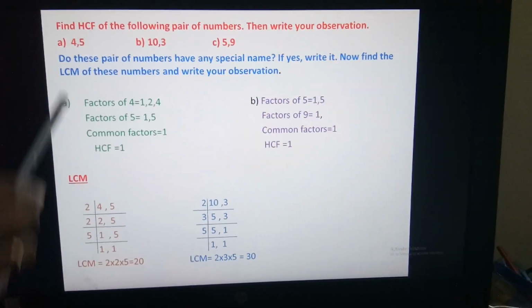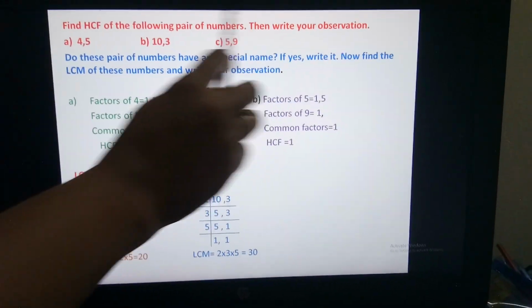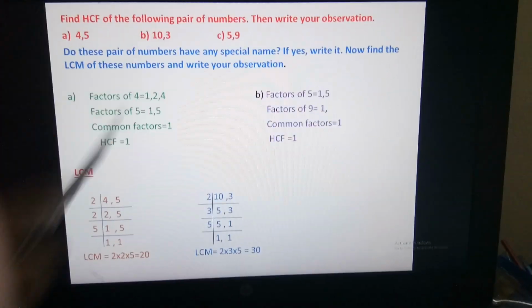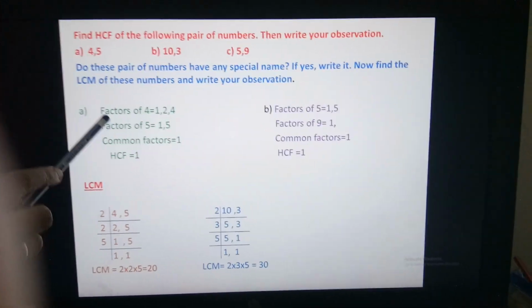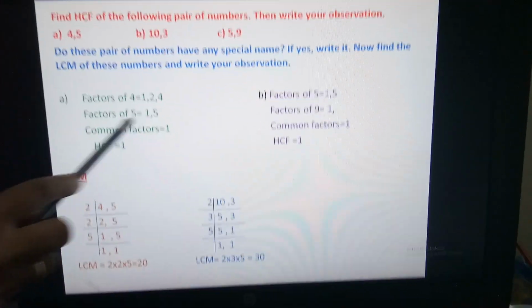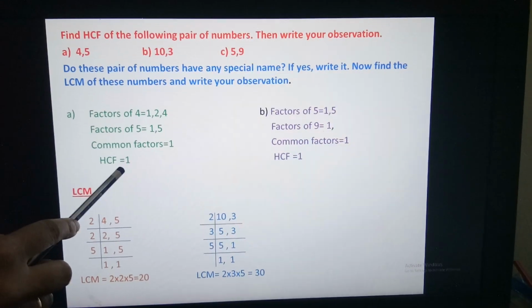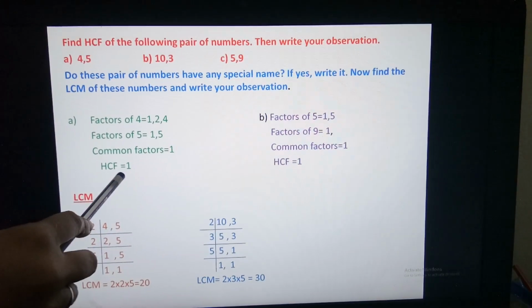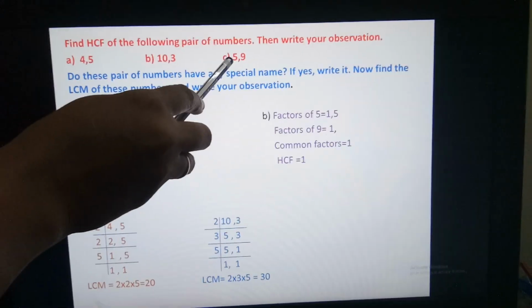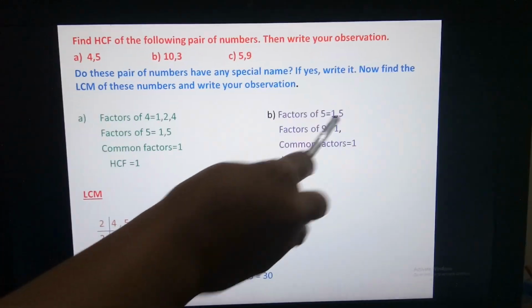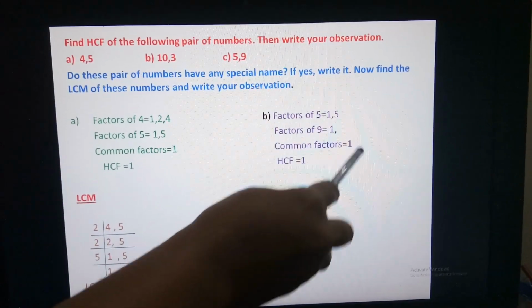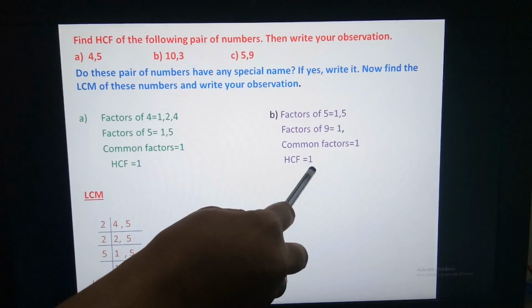So first, let's start one by one. First we have to find the HCF. I have taken 4 and 5: factors of 4, factors of 5, common factors. We got the HCF 1. So HCF of 4 and 5 is 1. Next I have taken 5 and 9: factors of 5, factors of 9, common factors, and HCF is equal to 1.